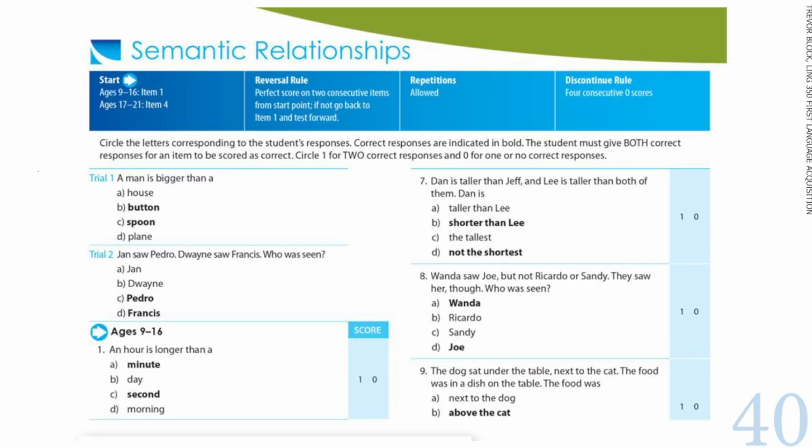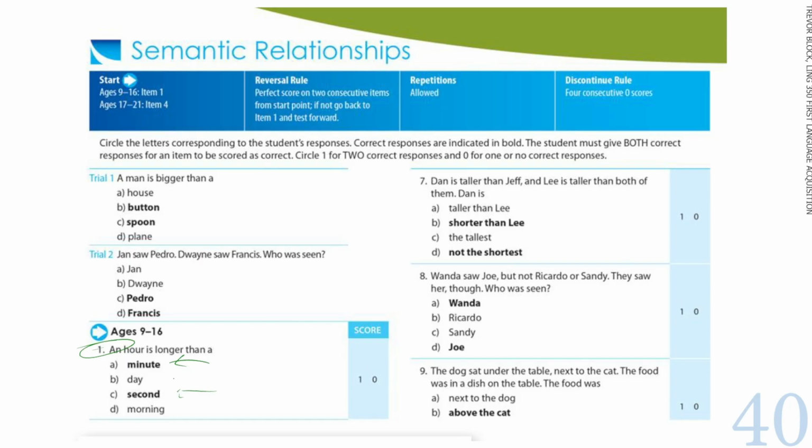We also have semantic relationships here. These are about understanding the language and being able to deduce things based on real world knowledge in the language. So, question 1 here for ages 9 to 16: an hour is longer than, well, a minute and a second, but not a day and a morning. So they have to circle or choose these 2.